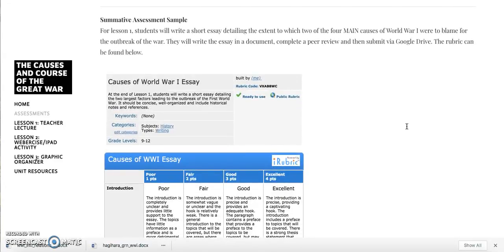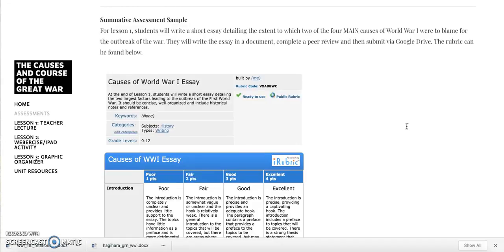Finally are the summative assessments. For Lesson 1, I provided here the rubric for the summative assessment, which is just a short essay where students will analyze in detail the 2 largest factors in their mindsets from those 4 main causes, and their perceptions of which ones were the largest and which led to the outbreak of the First World War. They will basically complete this essay through Google Drive, through the Google Docs platform.